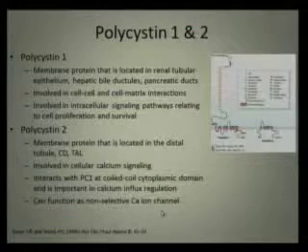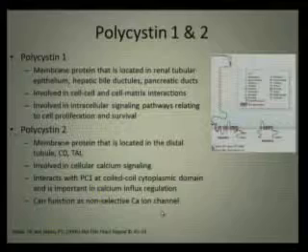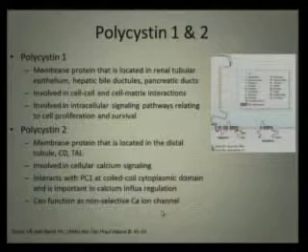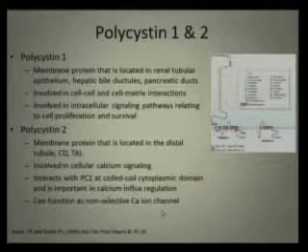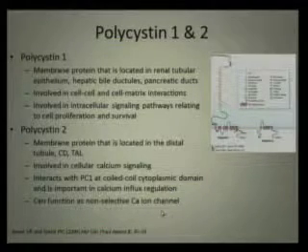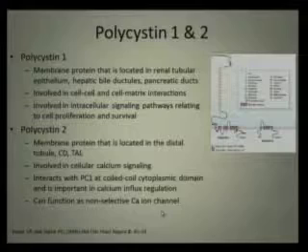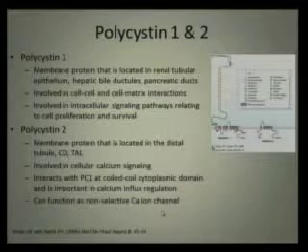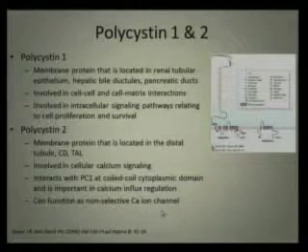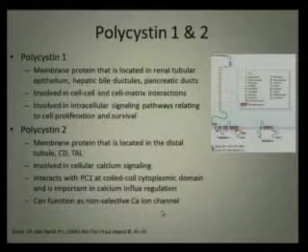Polycystin 1 is a membrane protein located in the renal tubular epithelium, hepatic bile ducts, and pancreatic ducts, and it's involved in cell-cell signaling and cell matrix signaling. So it is involved in signaling between cells and in the cell matrix. And it is involved in intracellular signaling pathways that are involved in cellular proliferation and in survival.